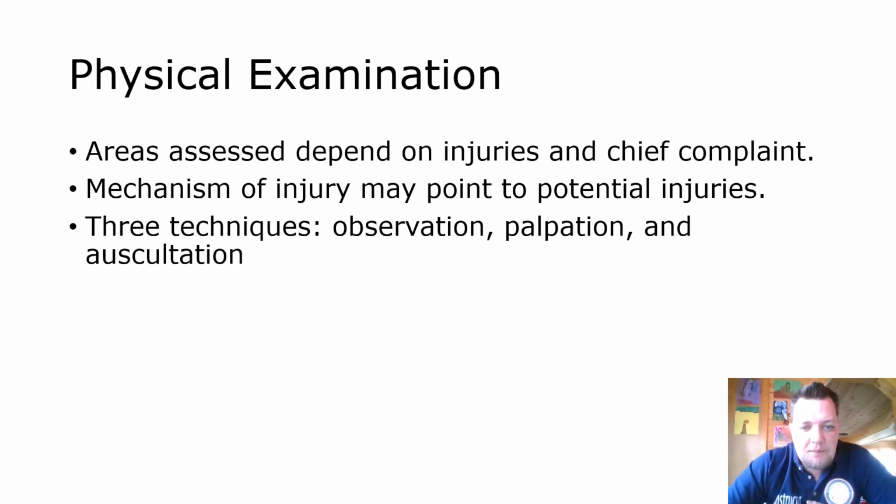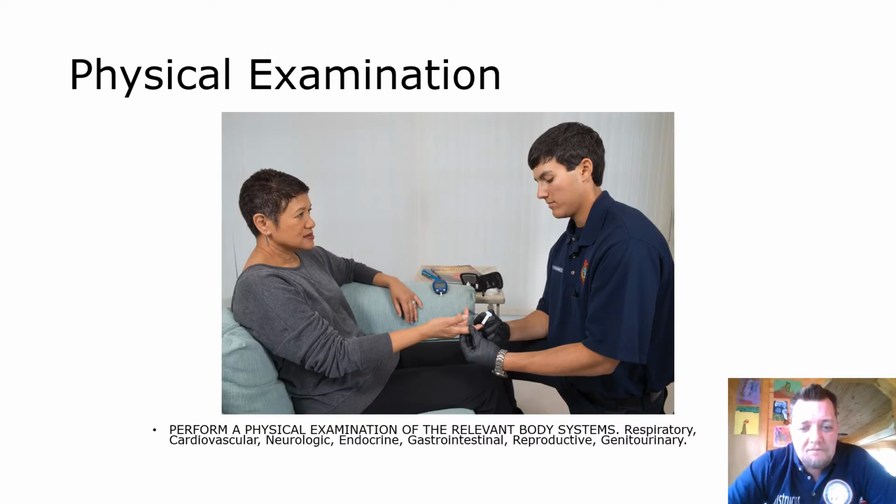So three techniques: observation, palpation, and auscultation. Again, you can't do a proper exam, you can't do a proper assessment on your patient unless you put hands on your patient. You have to put hands on your patient. Okay, so we're going to perform a physical exam of the relevant body systems. For the physical exam, you're going to examine all relevant body systems: the respiratory, cardiovascular, neurologic, endocrine, GI, reproductive, and genitourinary.